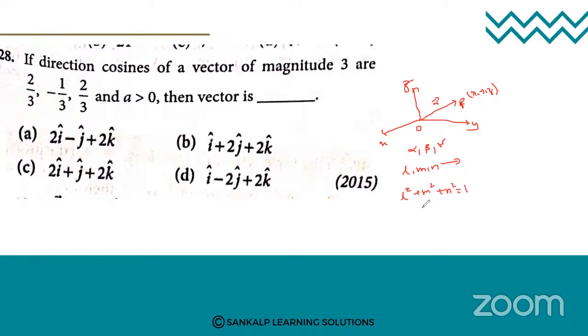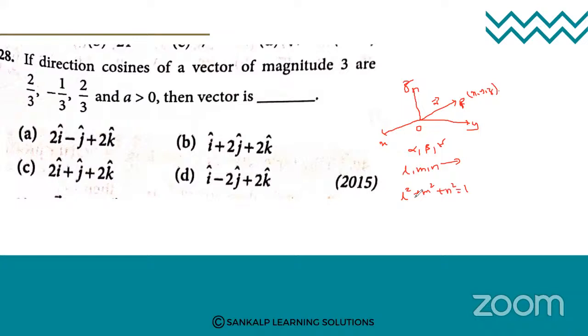So this formula is used when two of the three direction cosines are given. We can calculate the third by using this formula. By using this formula, we can calculate the remaining direction cosine. So this is the relation.